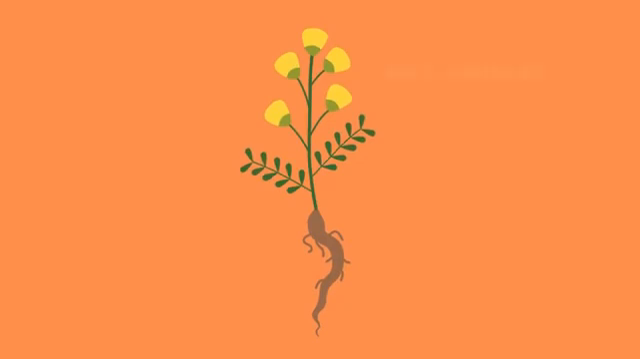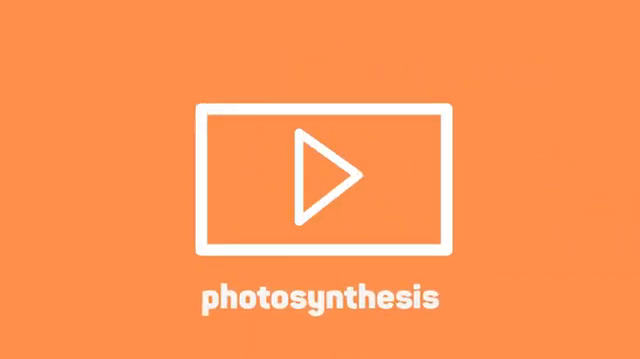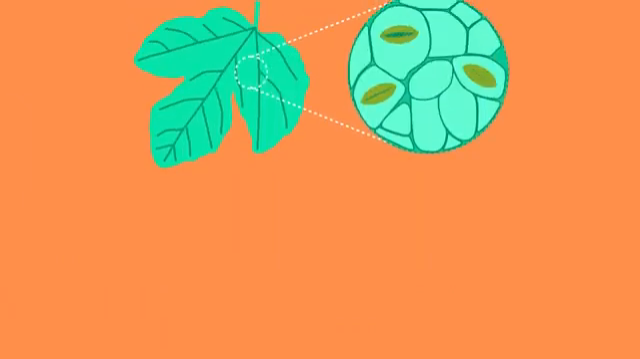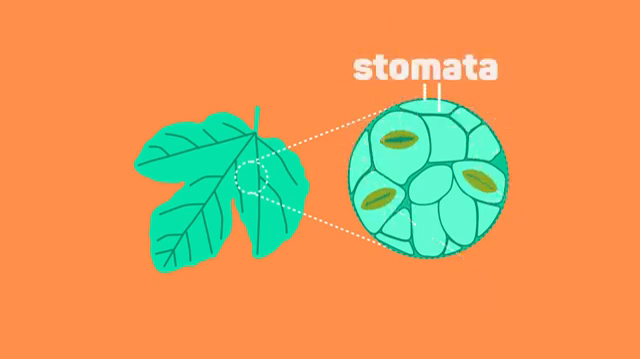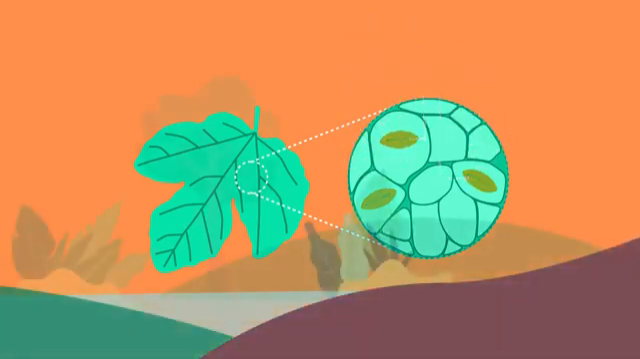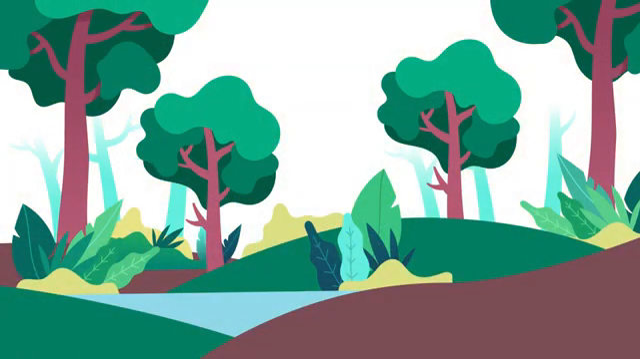The leaves are where photosynthesis happens. In the chloroplasts of the cells, the plants make their own food, glucose. You can learn more about photosynthesis in this video. The leaves are where the plant exchanges oxygen and carbon dioxide with the air and releases water vapor. Stomata are holes in the leaves that allow these gases to diffuse in and out. This is why you often see clouds forming over forests. Water is released from the leaves in transpiration.